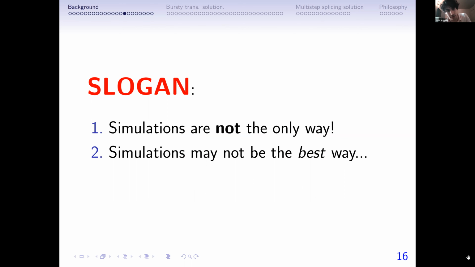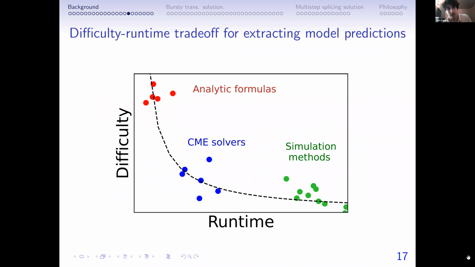What do I mean by that? Well, there's kind of a trade-off between how difficult it is to implement your method for extracting predictions for your model versus how fast that runs. And that can become very important when you're doing parameter inference, and you need to evaluate model predictions on like hundreds or thousands of models. So for example, this is not real data. This is just something I made up to convey the idea.